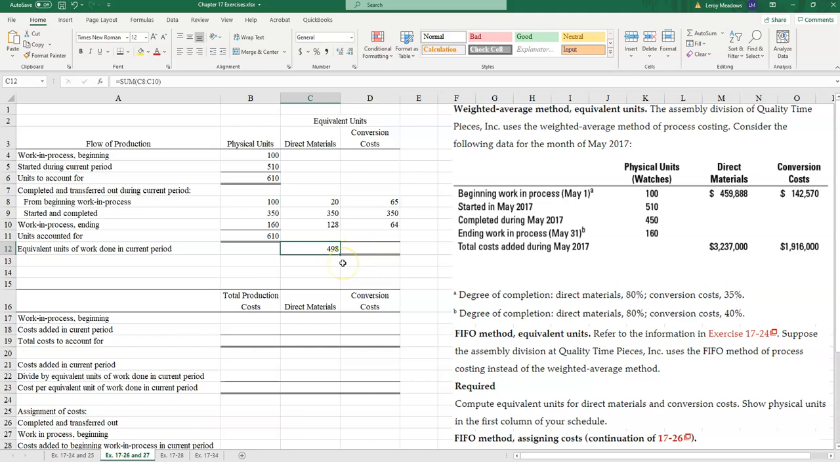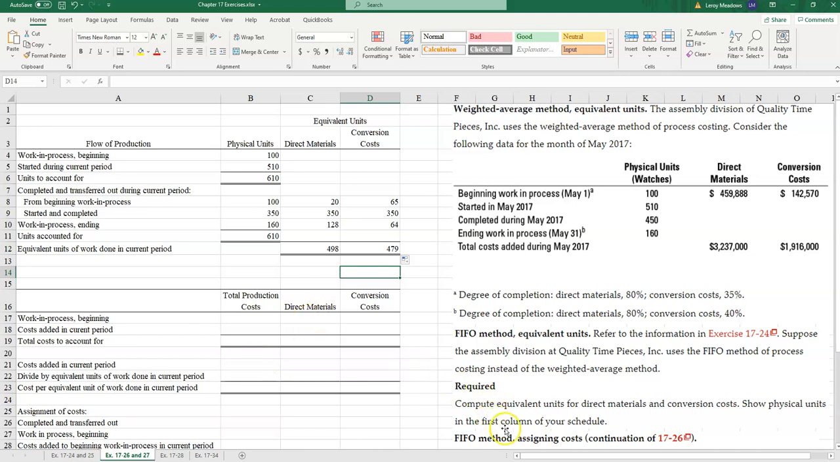So what's my equivalent units of work done in the current period for conversion costs? I'm going to add in my 65 plus my 350 plus my 64 here. And that's going to be the equivalent units of work done in the current period here. And that is exercise 26. Now, exercise 27 is going to be a continuation of this. And we're going to do the remainder of the production report here for this month. So let's take a look here.